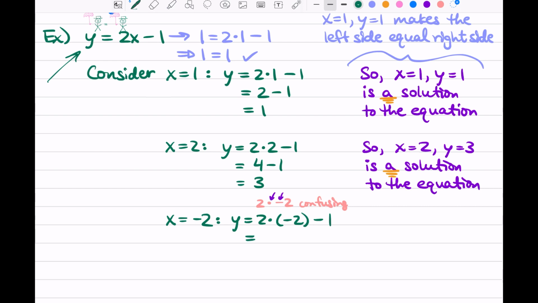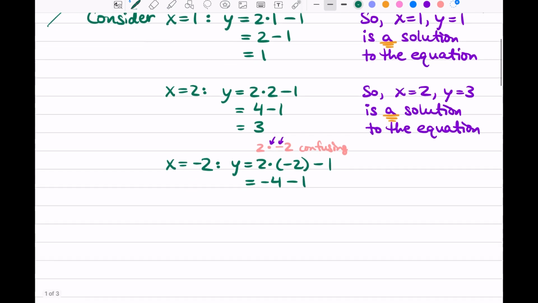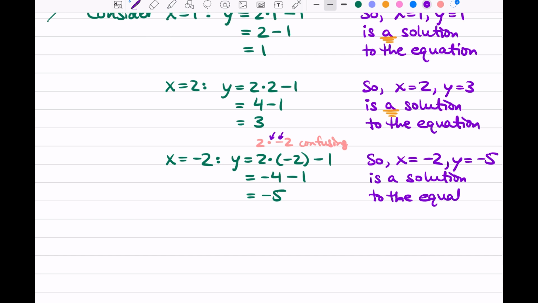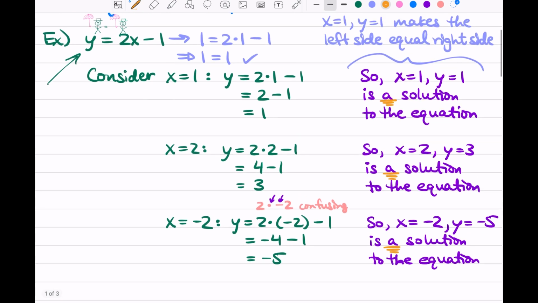So 2 times -2 is -4 minus 1, and that equals -5. So one more time. This might seem a little tedious, but there's a purpose. So we have x equals -2 and y equals -5 is a solution to the equation. So now we found 3 different solutions, 3 different pairs of x and y that make our equation true, that make the left side equal the right side.